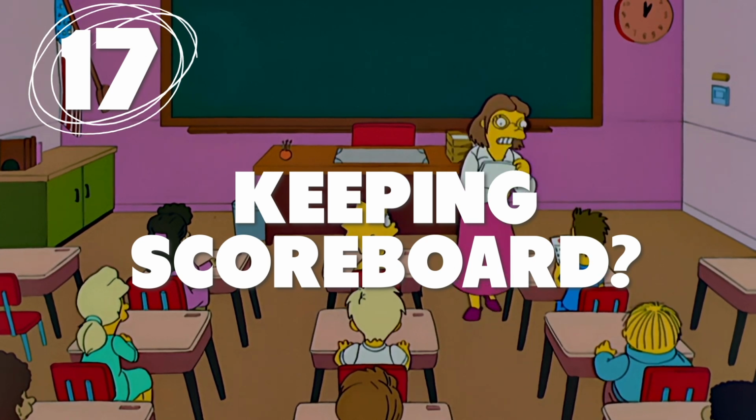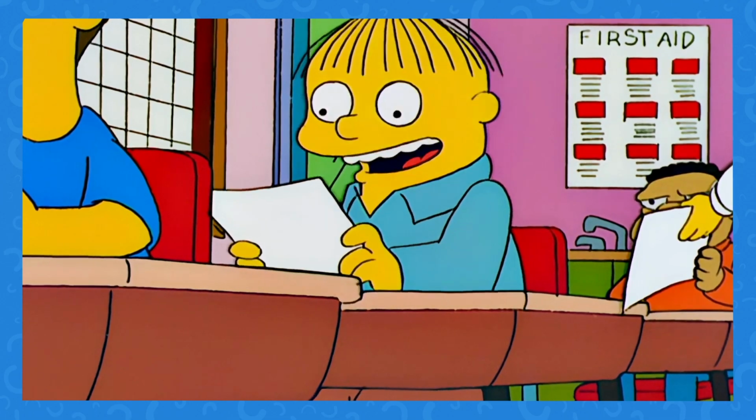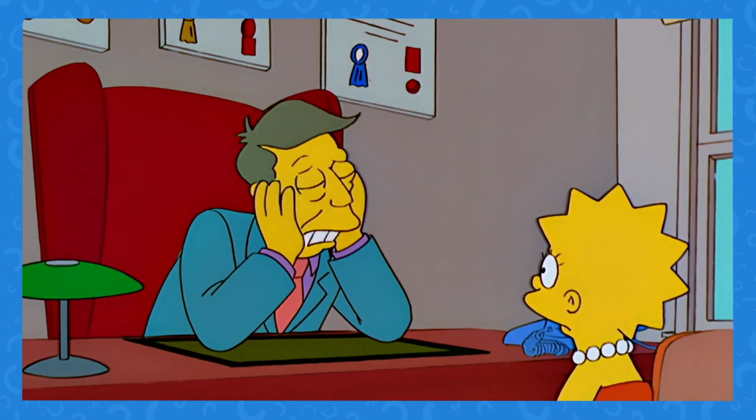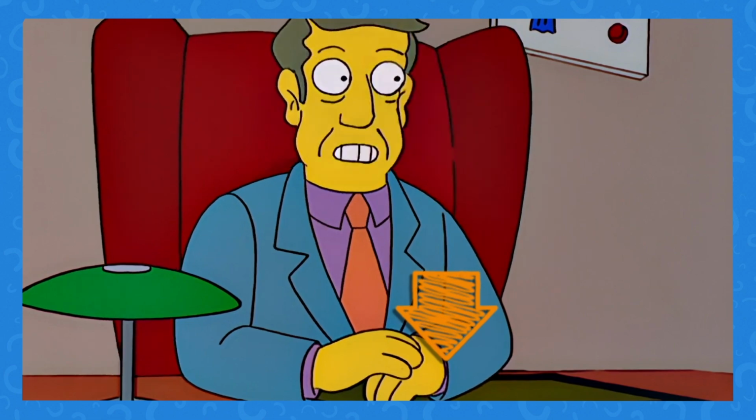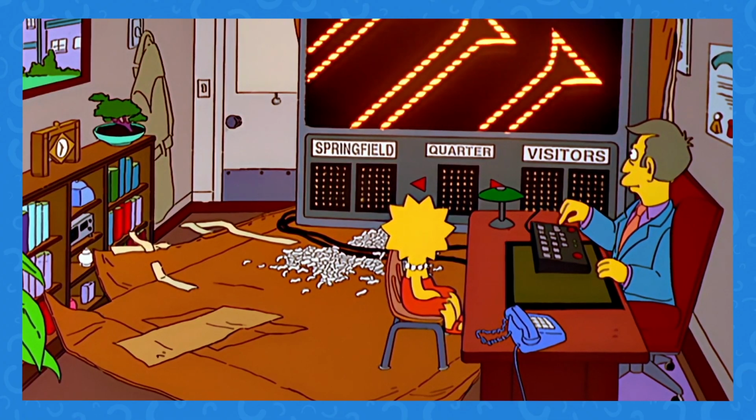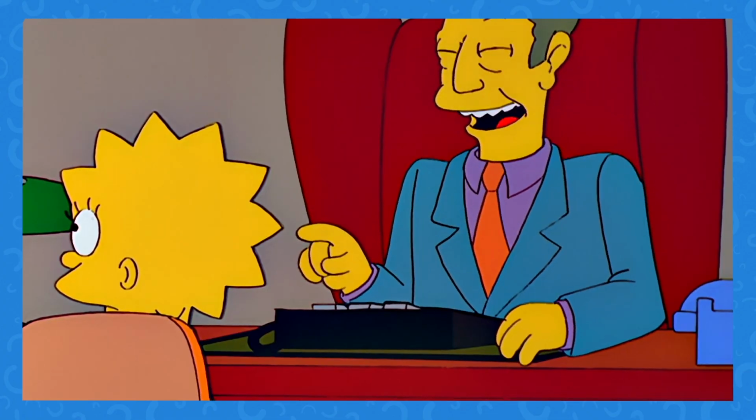Number 17. This wasn't there before, but who's keeping score anyway? In Lisa Gets an A, when Lisa is in Principal Skinner's office, there isn't a scoreboard control panel on his desk. Yet, when there's an overhead shot of his desk, one suddenly appears. I'm still learning all the buttons.